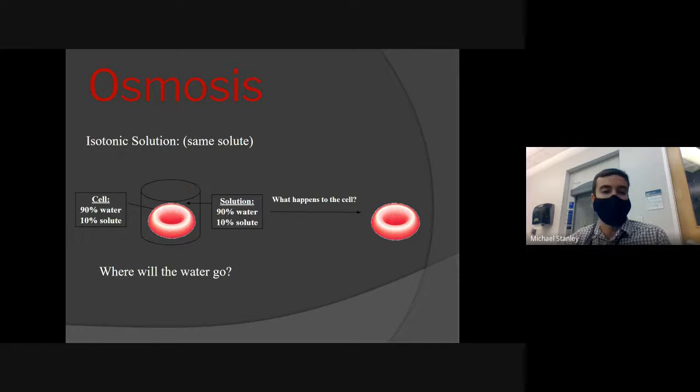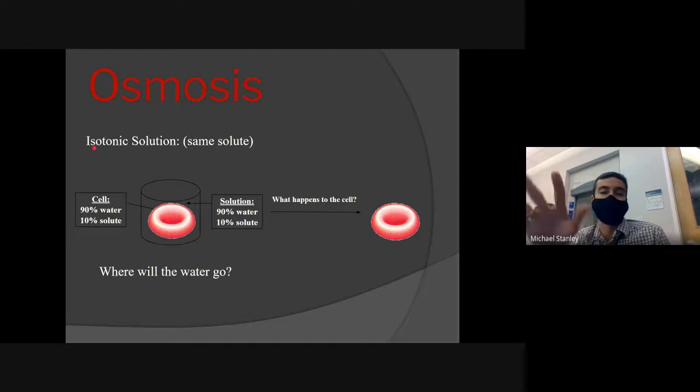The outside and inside solutions are basically the same, so the water is already equally distributed, right? It's already balanced. So it's not going to move a whole lot in or out because it doesn't need to. Osmosis says that if our water concentrations are the same, water is not going to move. It only moves if there is a high concentration and a low concentration area. Otherwise, it's just going to stay the same. So that's what isotonic solutions are all about.